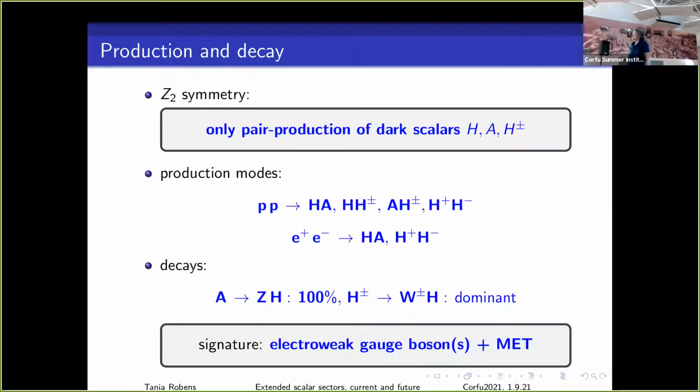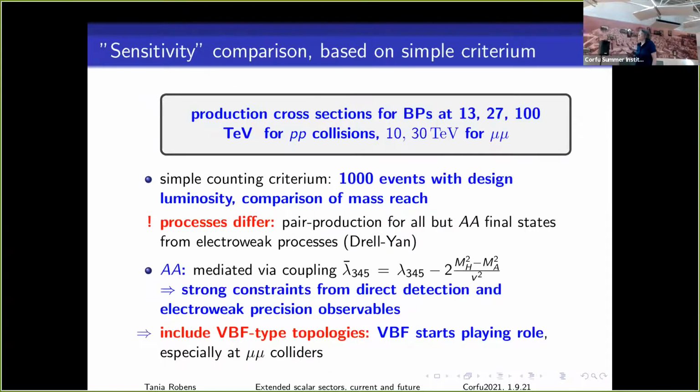As I said, you have the C2 symmetry, so you can only pair produce the dark scalars. So you would have pp going to these final states here: HA, HH plus, AH plus, H plus H minus. At e plus e minus, you have HA or H plus H minus. Decays, as I said, here A goes to the H to 100%. This is dominant. The other option would be to have an A here, which leads to further cascade decay. Sorry. So then what we did in recent work is we tried to compare collider reach.